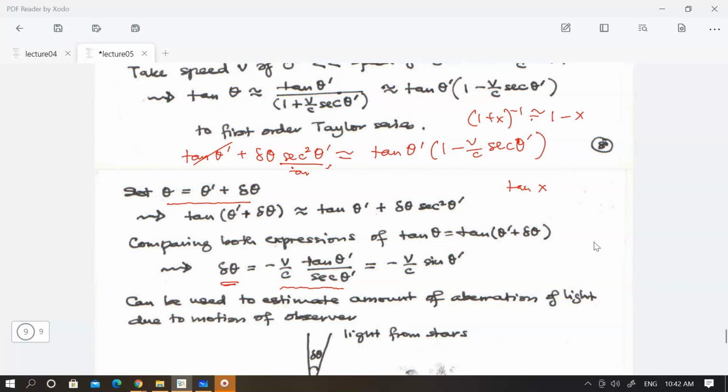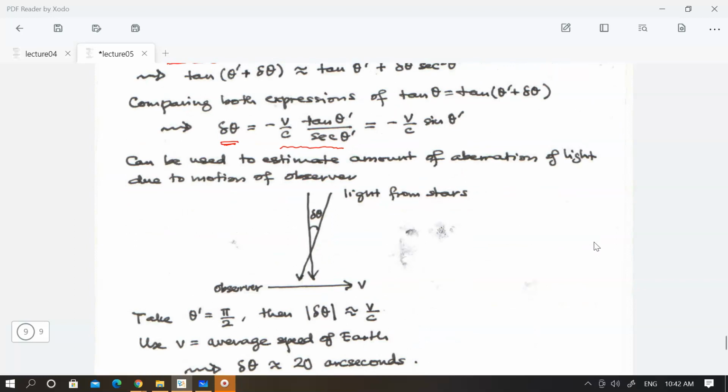So in other words, what we have is tangent theta dash over secant theta dash, and remember tangent is sine over cos, and secant is 1 over cos. So the cos will cancel out, and that gives you a sine theta. This formula is useful in the sense that one can estimate the amount of what we call aberration of light due to the motion of the observer. Imagine you on the earth moving at a certain speed due to the rotation of the earth, and you have the fixed stars. You look at the light from the stars, and there will be some aberration caused by our motion in space. That aberration is given by this delta theta.